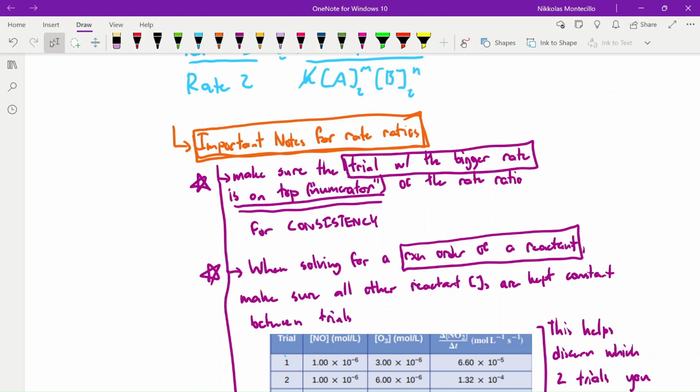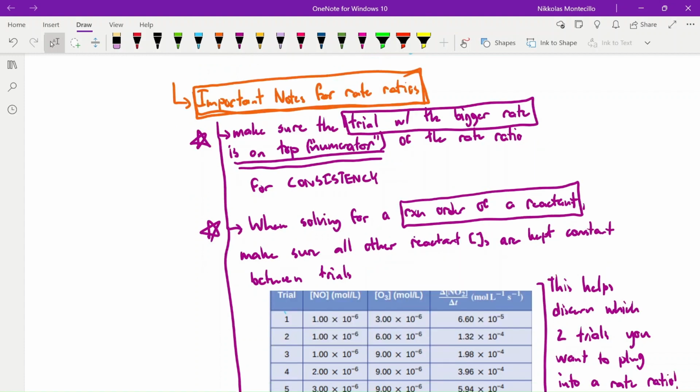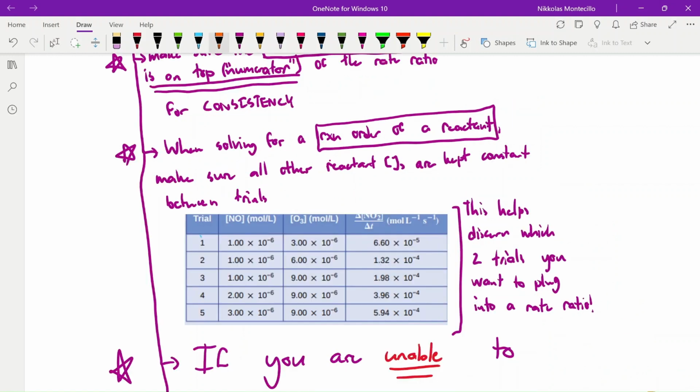for consistency, so that we're not getting odd numbers when we're solving for reaction orders. When we're solving for a reaction order of a reactant, we want to make sure that all other reactant concentrations are kept constant between trials. And this helps us discern which two trials you want to plug into a rate ratio.